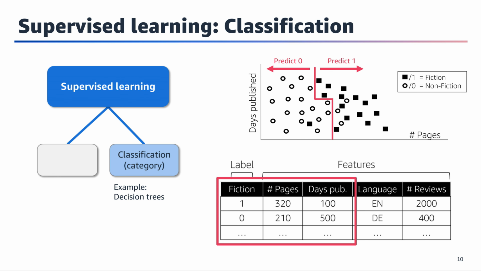The example on the slide shows a binary classification scenario, that is, there are only two classes. Some ML algorithms that you can use to build classification models are logistic regression, support vector machines, KNN, decision trees, and neural networks.